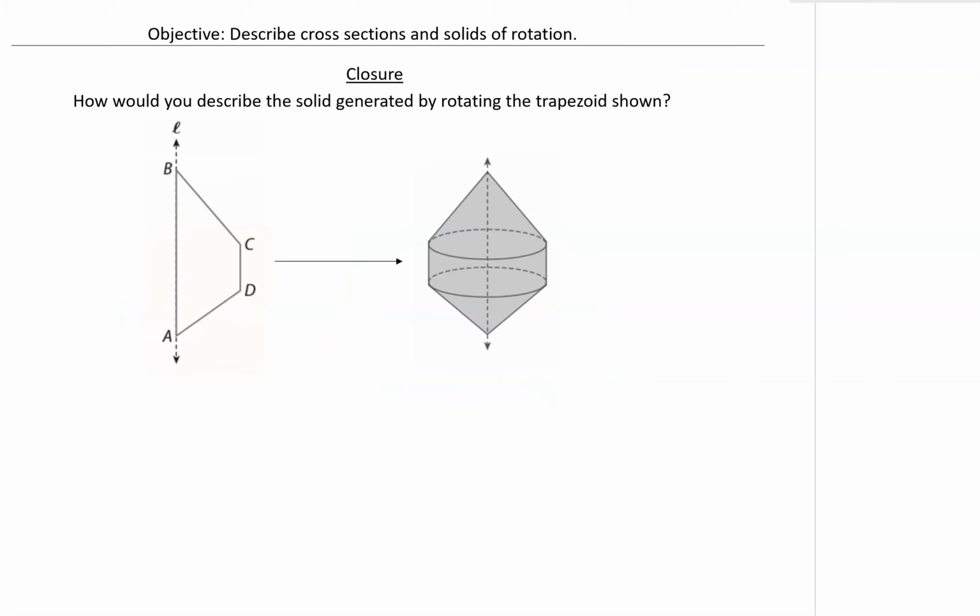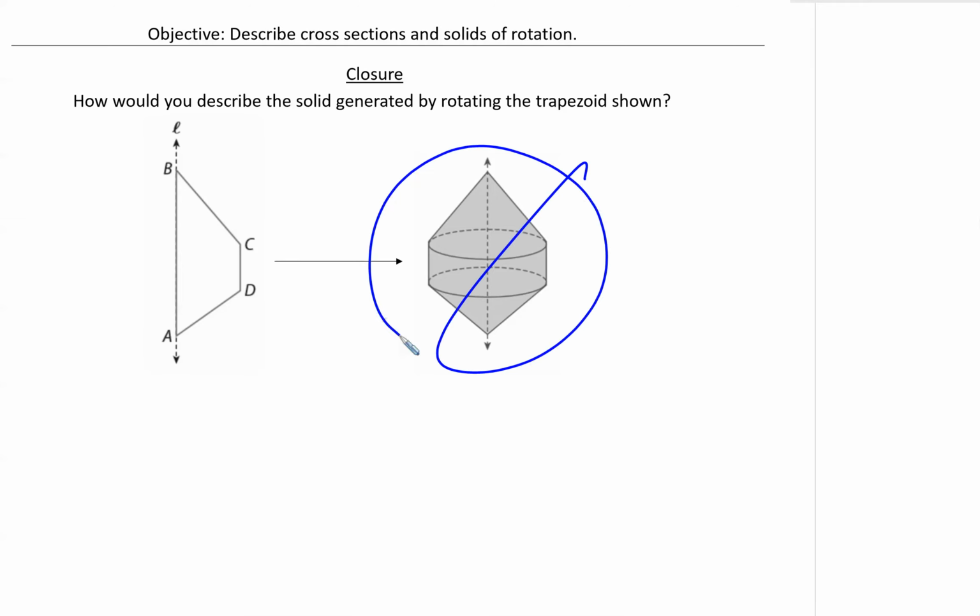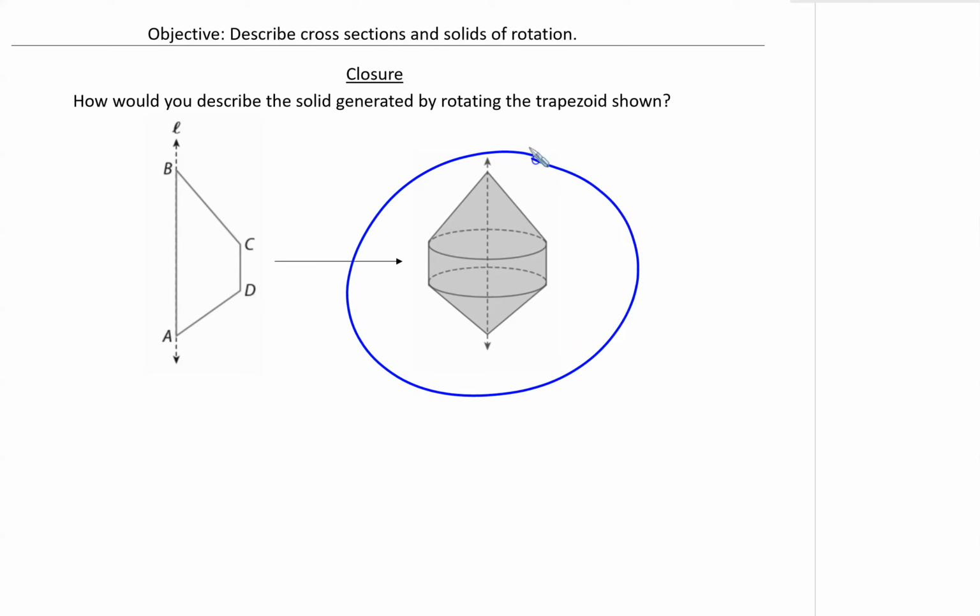All right, so to close up this part of the lesson, I have here a problem where it's about rotation again, but this time we're taking this trapezoid and we're rotating it around line L, which is a vertical line of rotation. And it shows us here that this is actually what's created. So that's the solid that's created. So my question to you is, how would you describe that? Take a moment, pause the video.